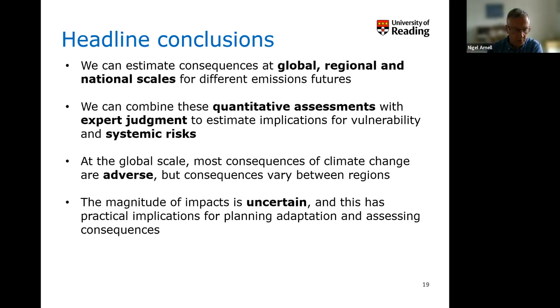And the last key point I want to make is that the magnitude of impacts, if not necessarily the direction, although for some indicators that is an issue, is uncertain. And this is really important when we're trying to come up with measures to think about what emissions do we need, how do we need to reduce emissions, how do we plan adaptation, and how do we assess the consequences. One of the things I really want to highlight here is how we deal with uncertainty.